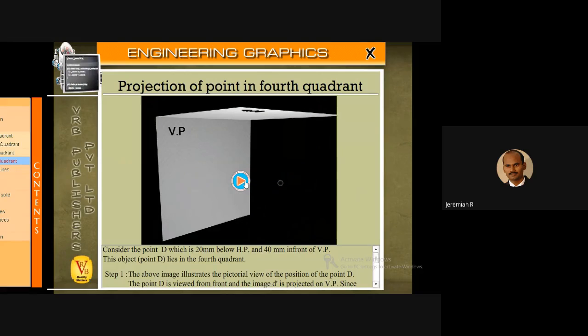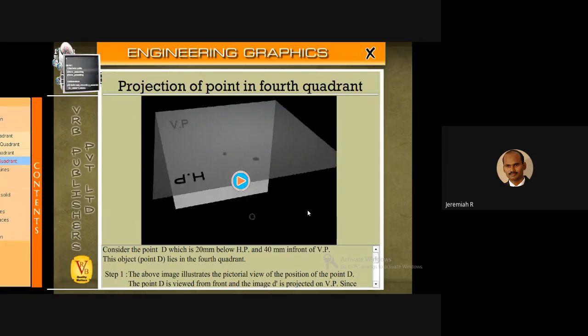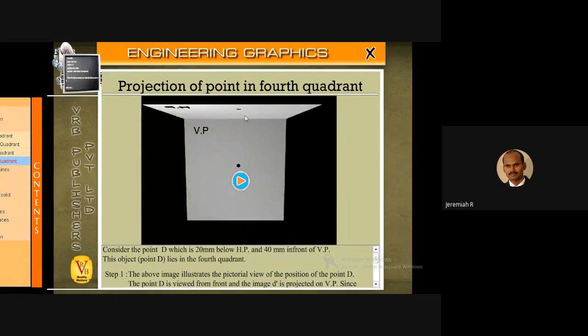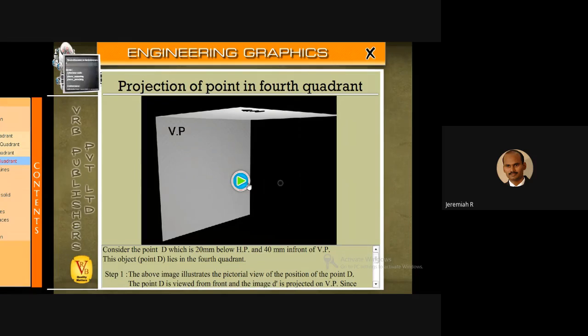Just watch it. So this is a front view. You have to see from the bottom. This arrow is not correct. You have to see from here. You get a point here. Always you have to rotate HP in clockwise direction. You just watch it one more time.